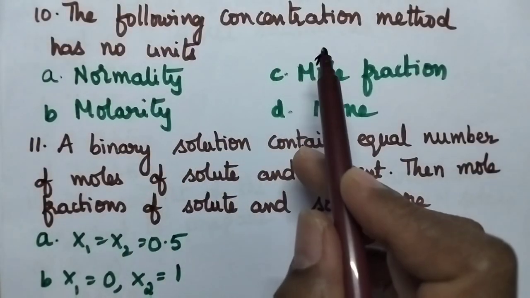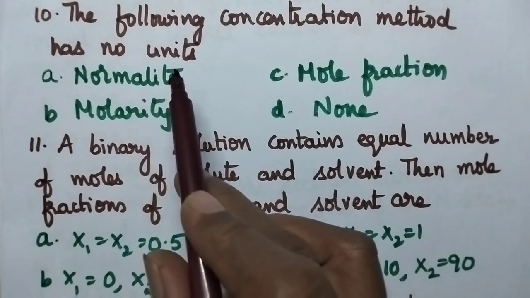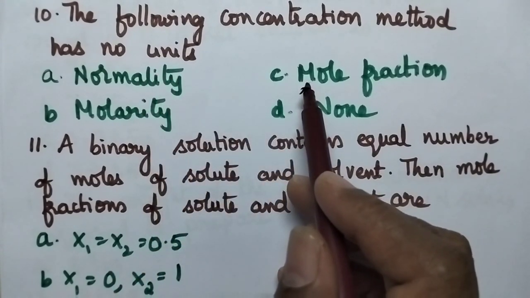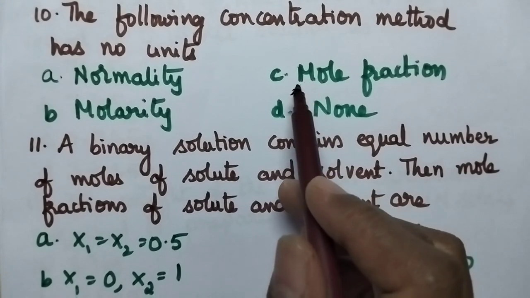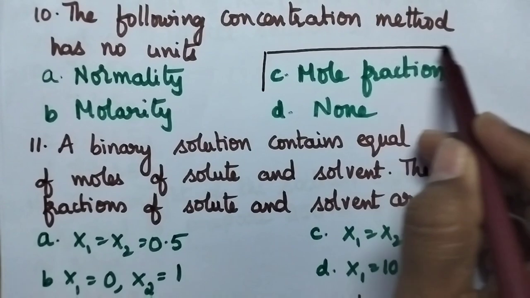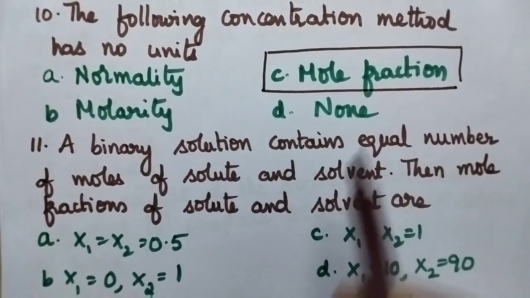The following concentration method has no units. Mole fraction is the ratio between the number of moles and hence it has no units. Option C is the right answer.